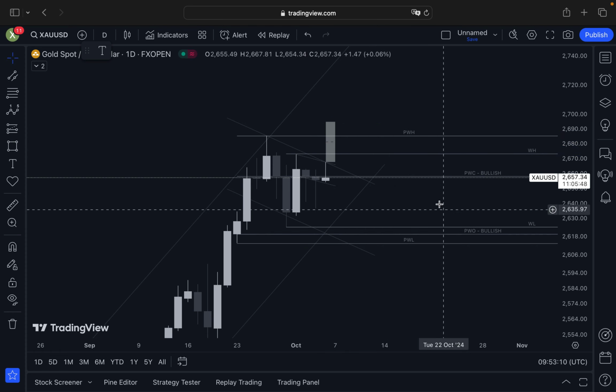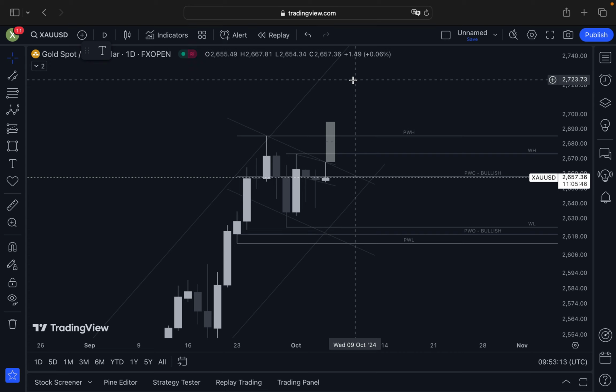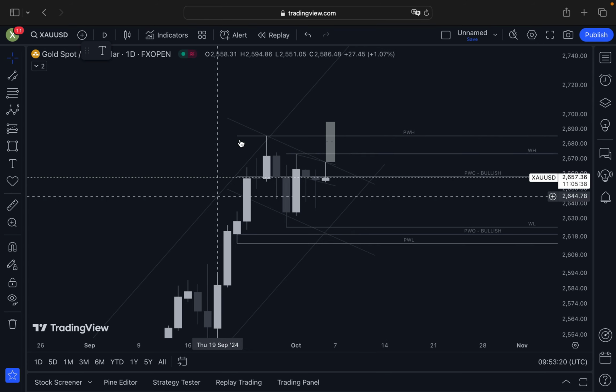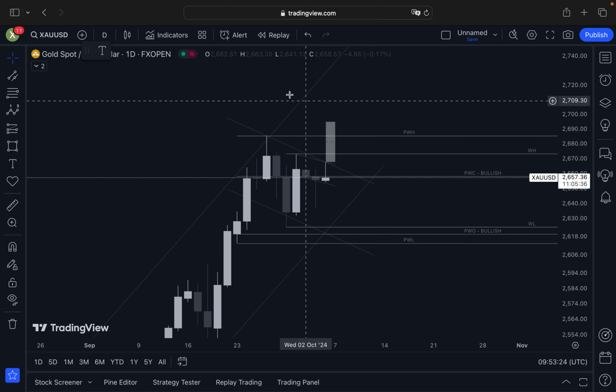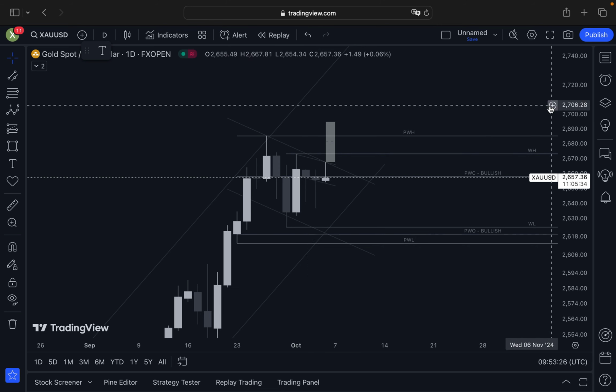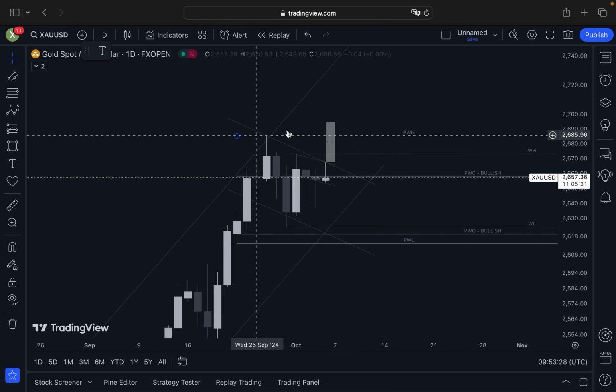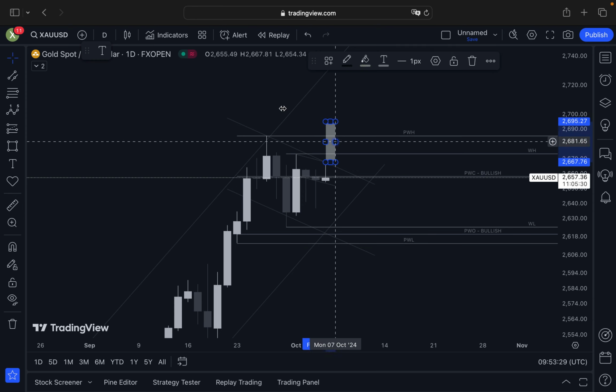Okay, we could expect this to happen. This is my prediction for gold. I'm expecting this type of move on gold. I don't know what else you guys are expecting, but this is my prediction on gold on the daily time frame. Now if we go to the lower time frames, what can we look for?